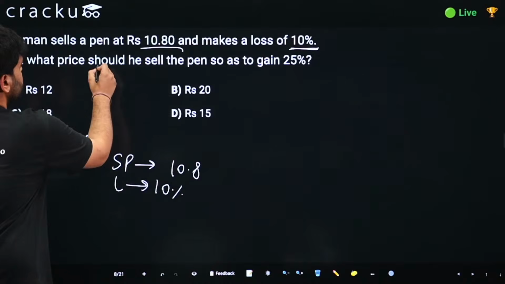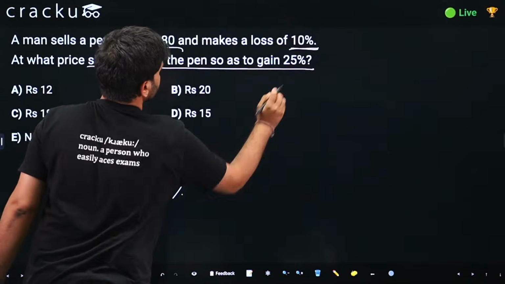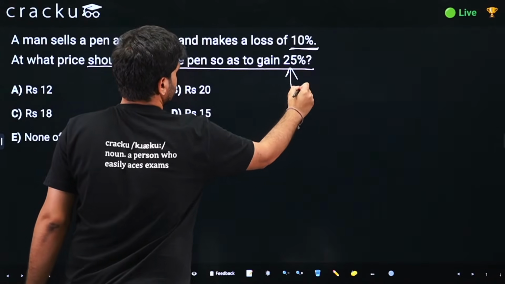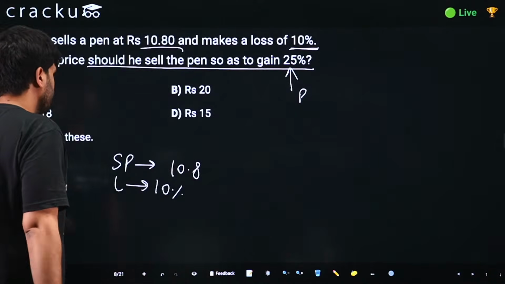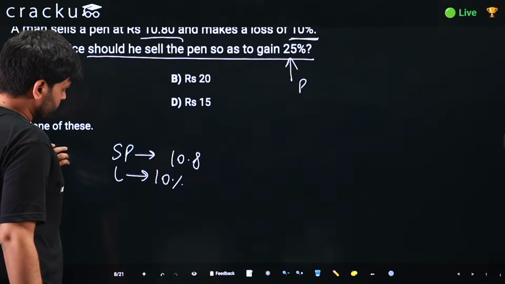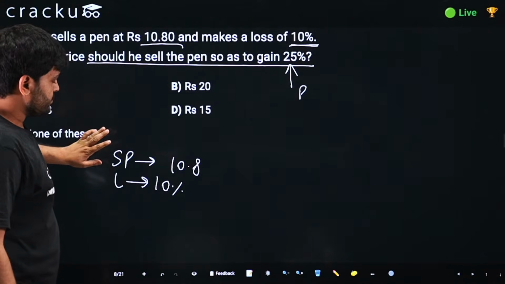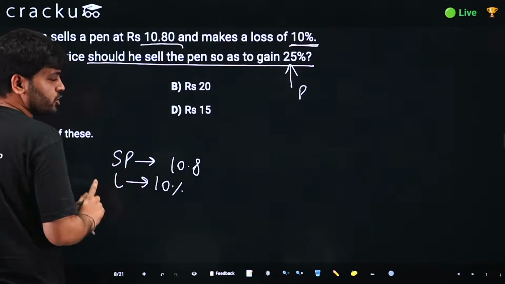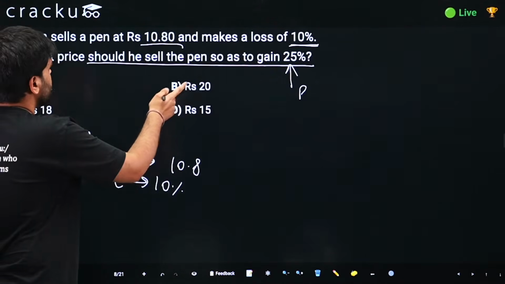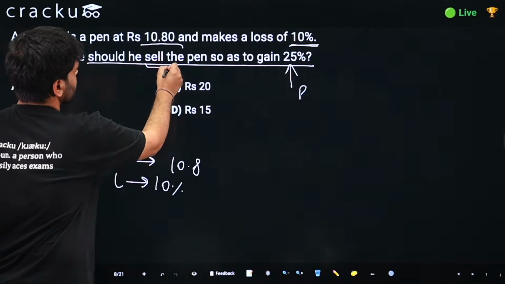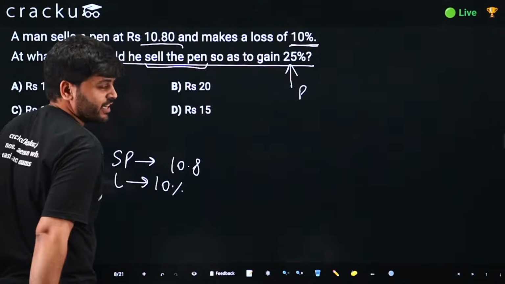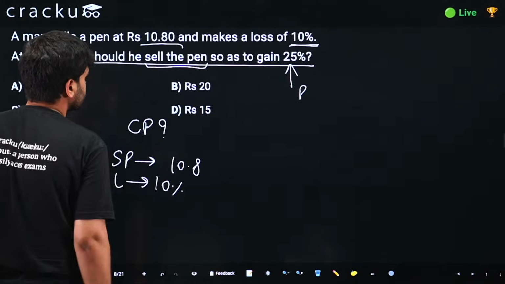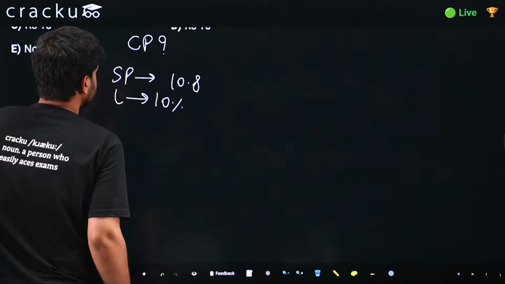At what price should he sell the pen so as to gain 25%? So this is the required profit in percent. So basically to solve this, we already have selling price, we already have loss percent. We need to find the selling price if the profit is to be 25%. So basically we need to calculate cost price here. How would we calculate cost price?